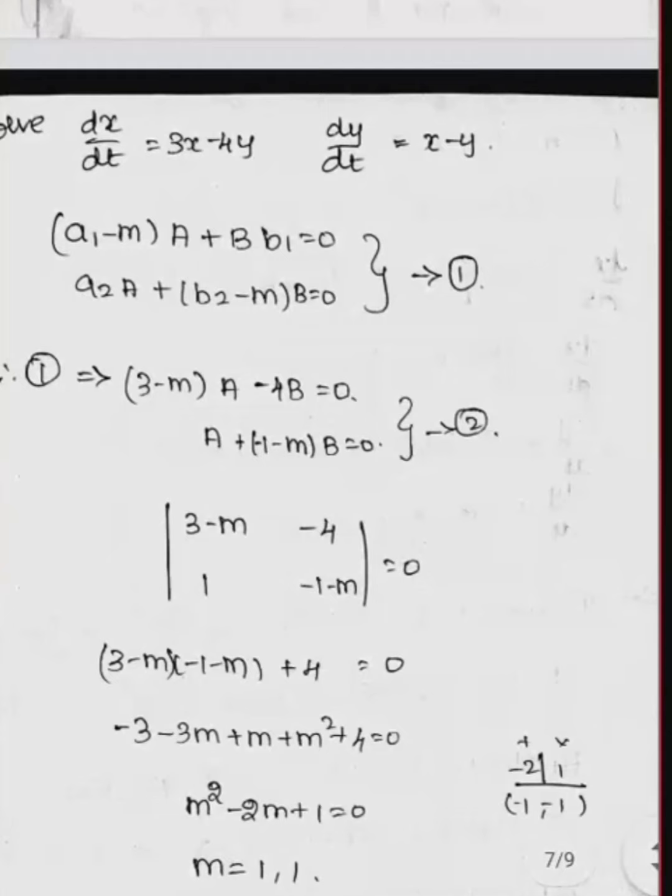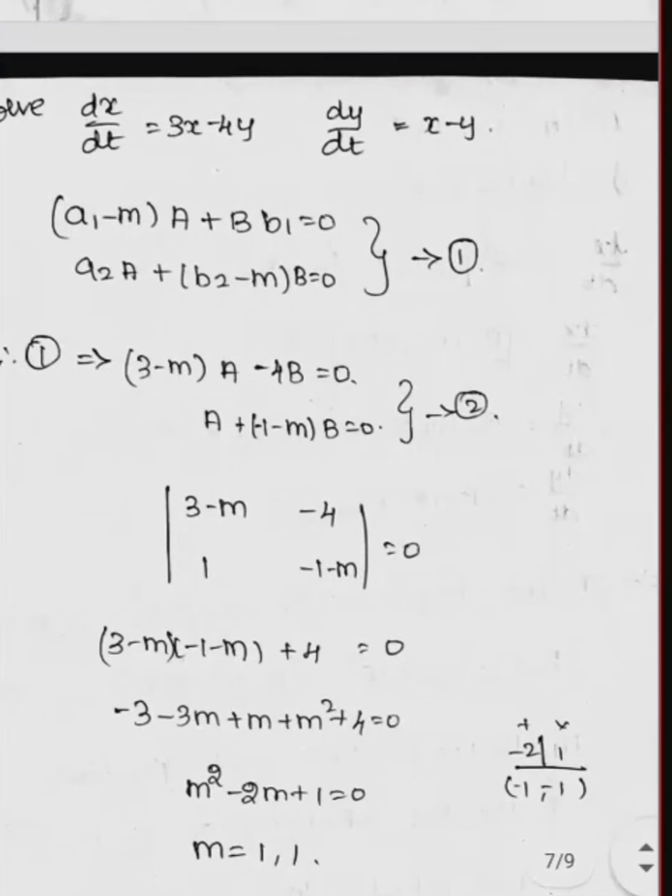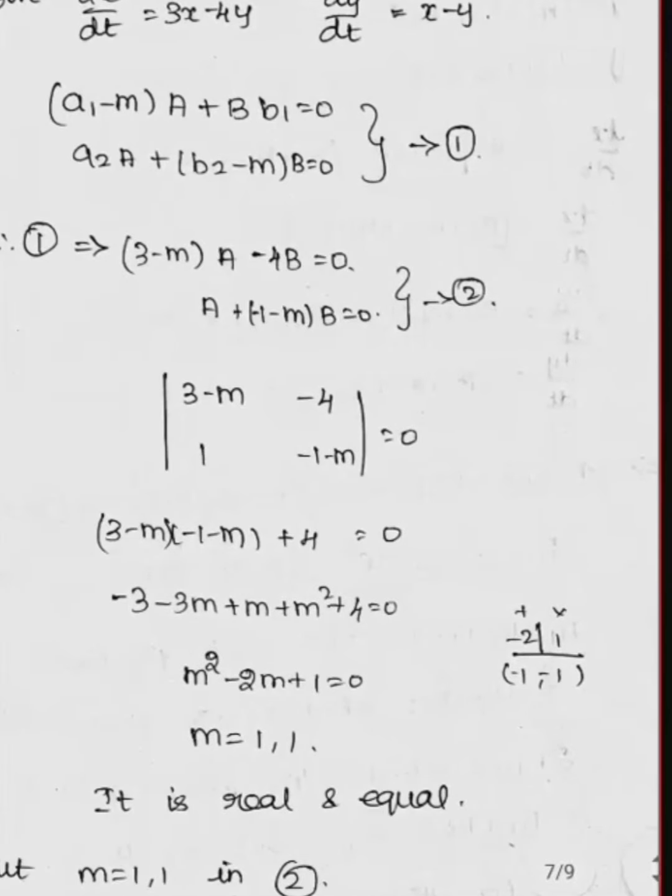This is of the form (m minus 1) the whole square equal to 0, whose expansion is m square plus 1 square minus 2 times m. So (m minus 1) into (m minus 1) equal to 0 means m equal to 1, 1. So the roots are real and equal.